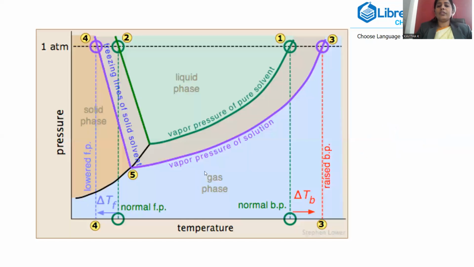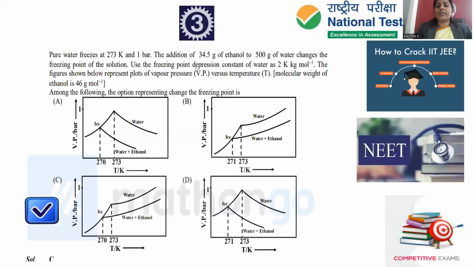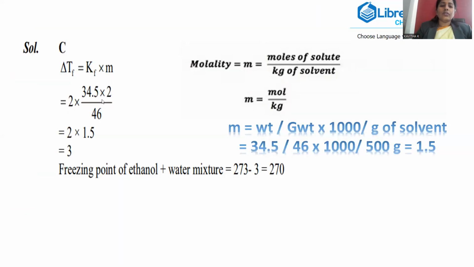Here the Kf value, the depression in the freezing point constant, is provided. The depression in the freezing point constant is given as 2, so that 2 is indicated over here. This 2 means the Kf value. 34.5 is the weight of ethanol. 2 is nothing but 1000 by 500: 1000 is the numeral as such, and the grams of solvent water we have is 500. 1000 by 500 is 2. Then 46 is the gram molecular weight of ethanol, which is given within the problem. So if you go with 2 into 1.5, that will be 3. So 3 is the change in freezing point value.